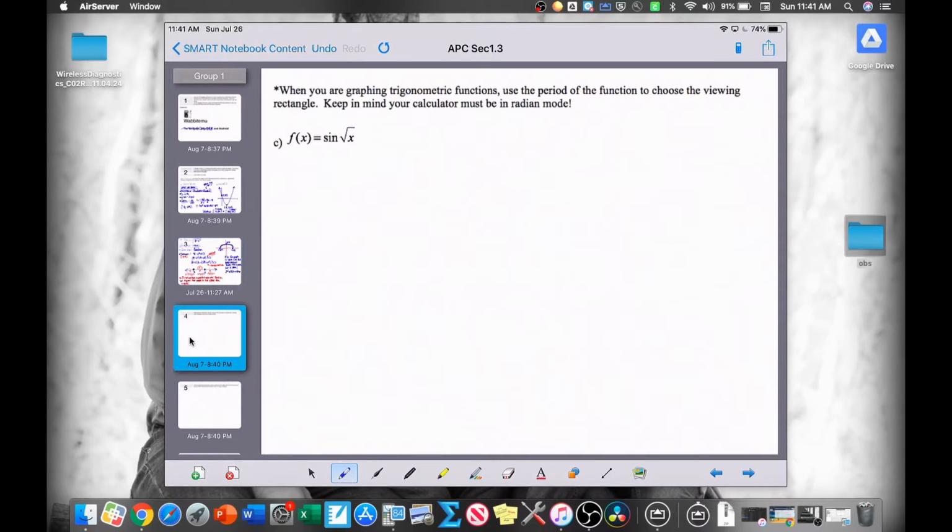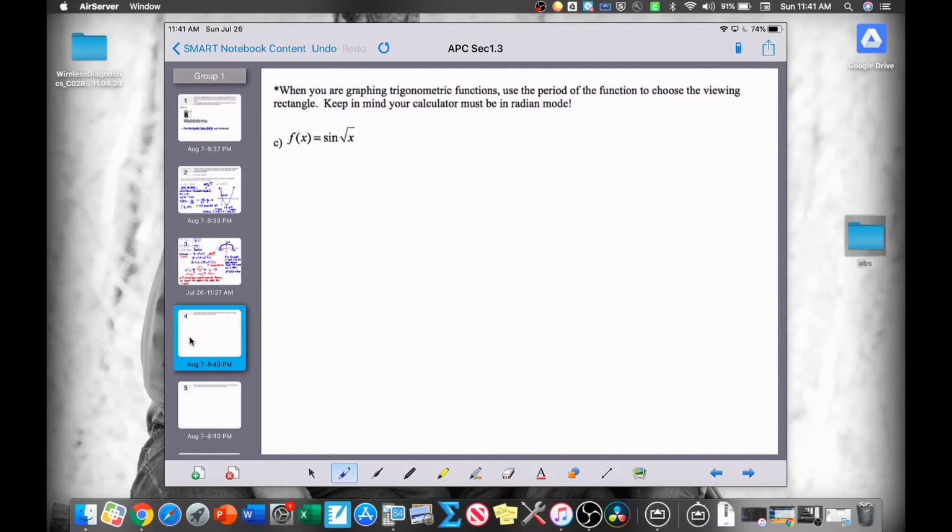When you are graphing trigonometric functions, sometimes you can use the period of the function to choose your viewing rectangle, keeping in mind that whenever we're working with trig, and hopefully you remember this from last year in pre-calc, you always need to make sure that your calculator is in radian mode when you're dealing with trig.